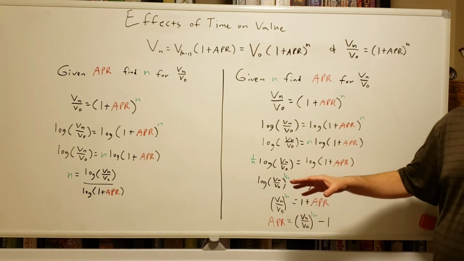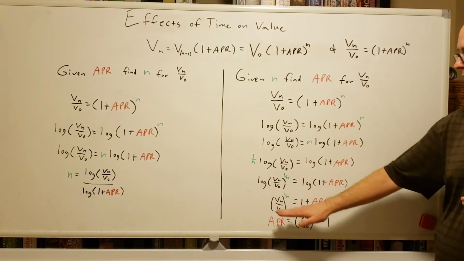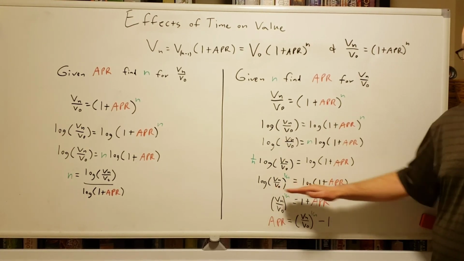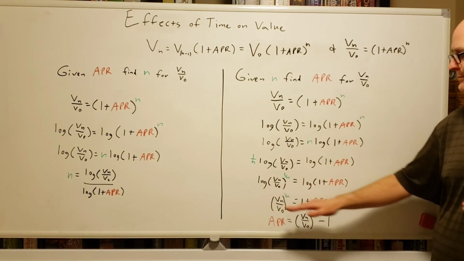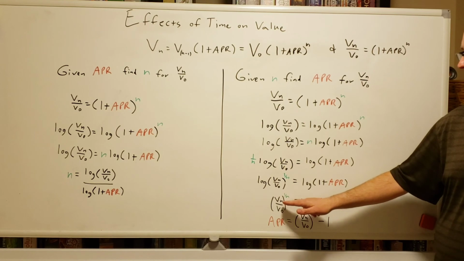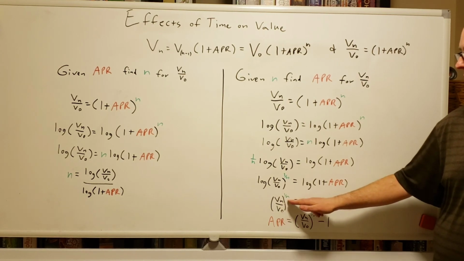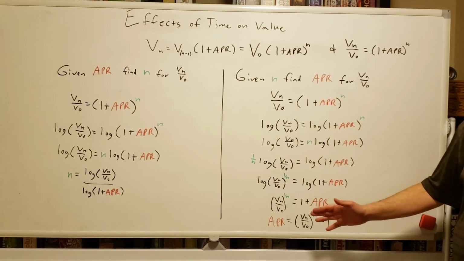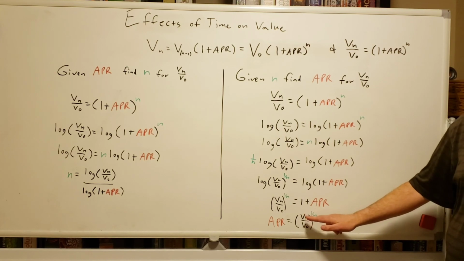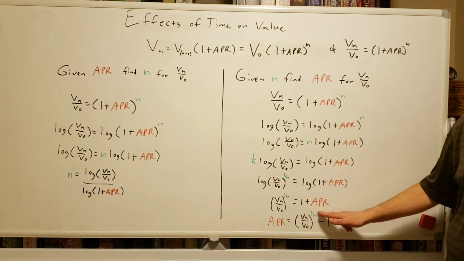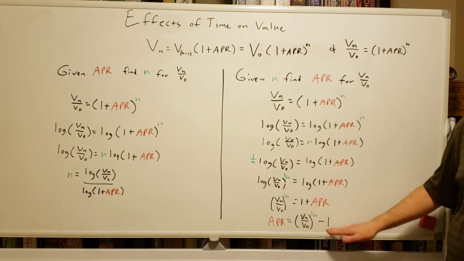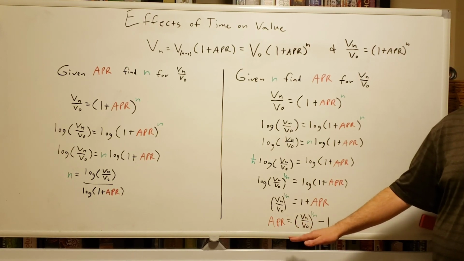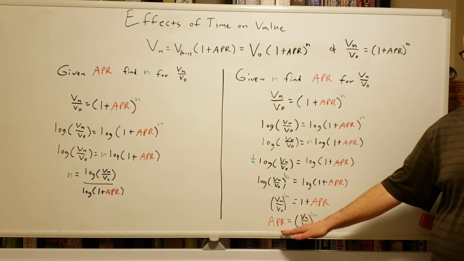So I take 10 to the power of both sides to clear the log. If you had natural log, you would take e to the power of. But we did log, so 10 to the power of both sides. And I have the ratio of the final value over the initial value to the power of 1 over n is equal to 1 plus the APR. So the APR is equal to the ratio to the 1 over n power, minus 1. Remember, this is going to be in terms of a fraction. If you want to get that into a percentage, you're going to have to multiply by 100%.